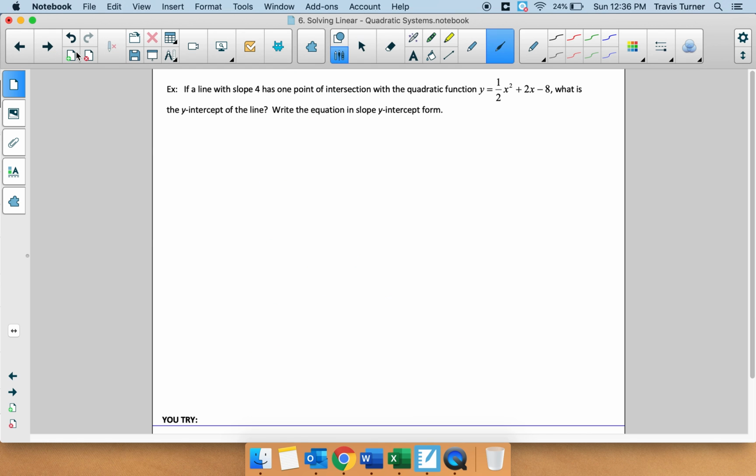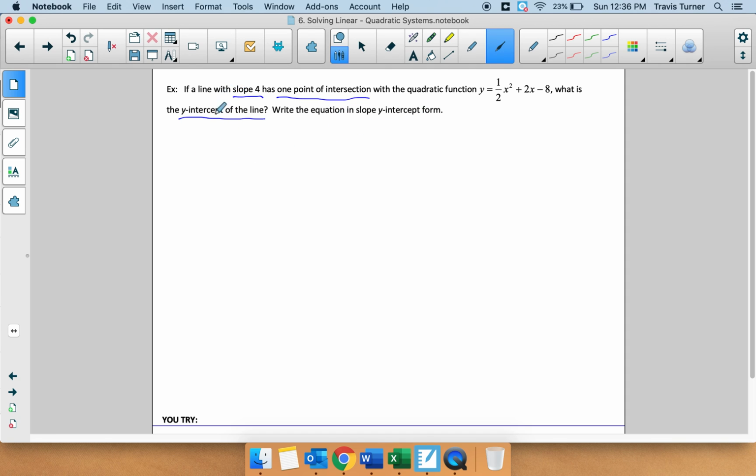Okay, so let's try another one, and then you can see what you've got going on. This one's a bit trickier. If we read it here, it says, if a line with a slope of 4 has one point of intersection with this quadratic function, what is the y-intercept of the line? And then it says, write the equation in slope y-intercept form.